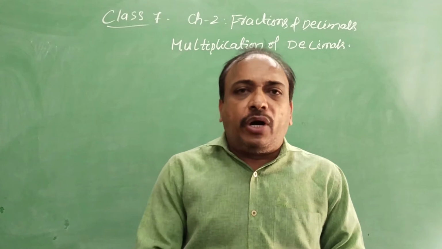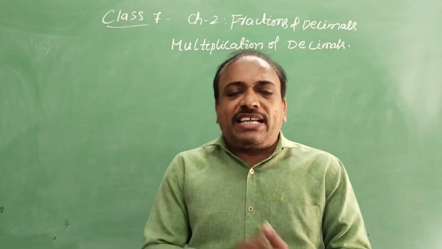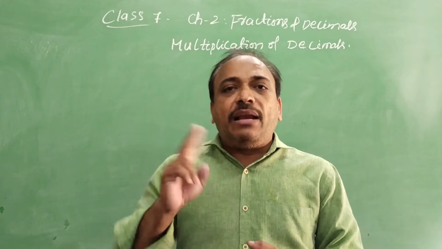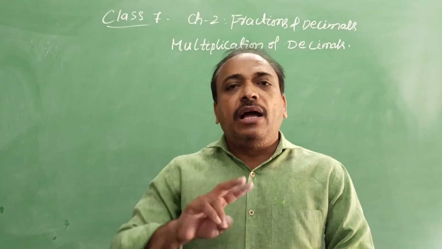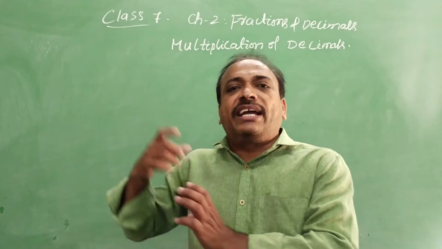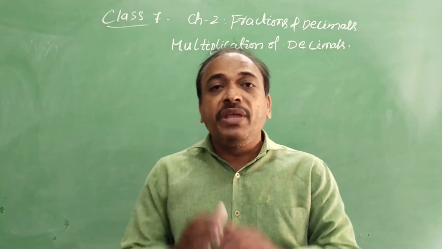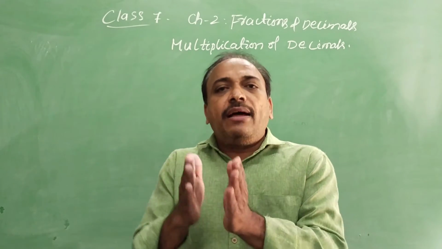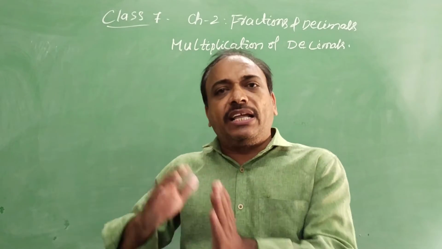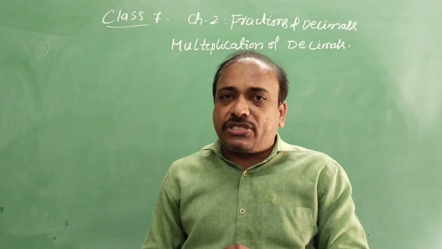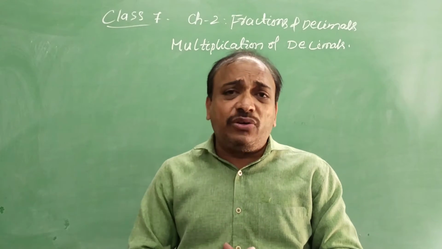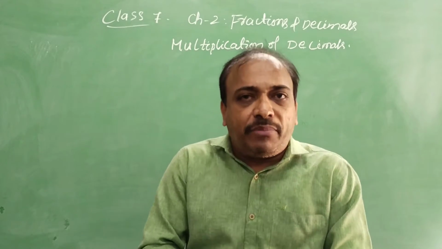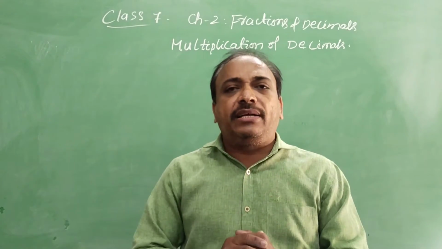While finding the product of decimals, two ways can be done. First, convert both decimals into fractional form, then multiply both the numerators and both the denominators. That result can again be converted into decimal form. That is one way. Another way, while multiplying the decimal numbers, ignore the decimal point.